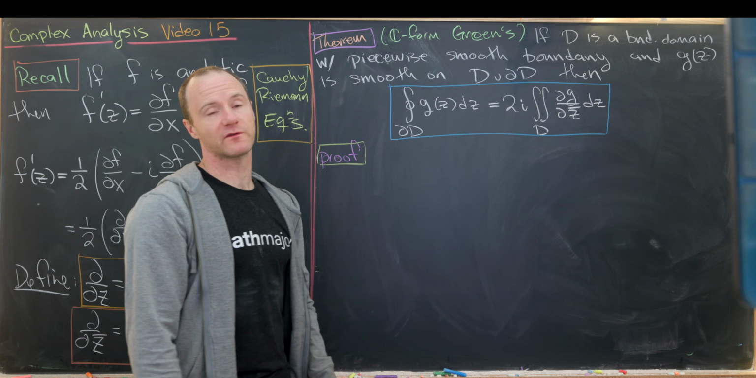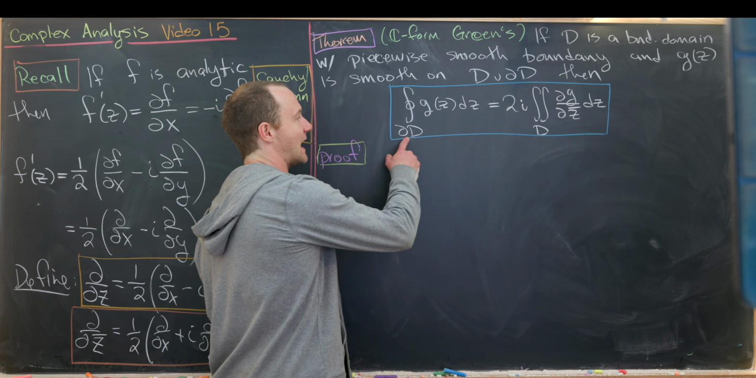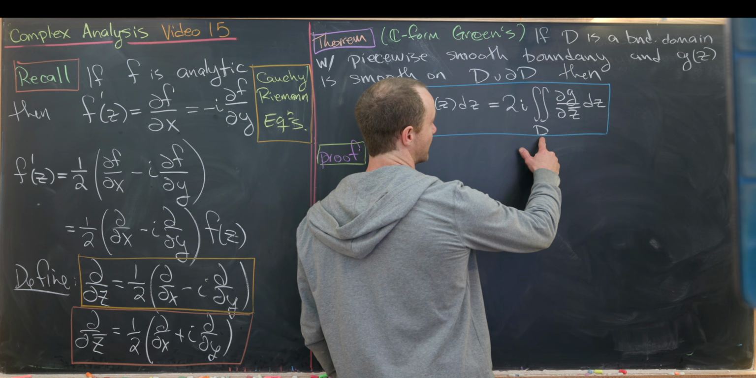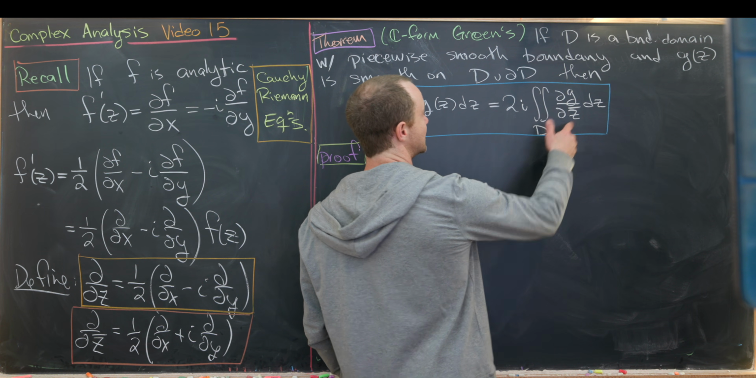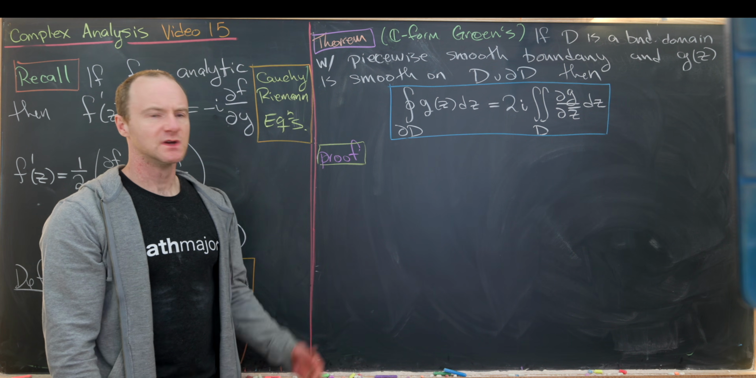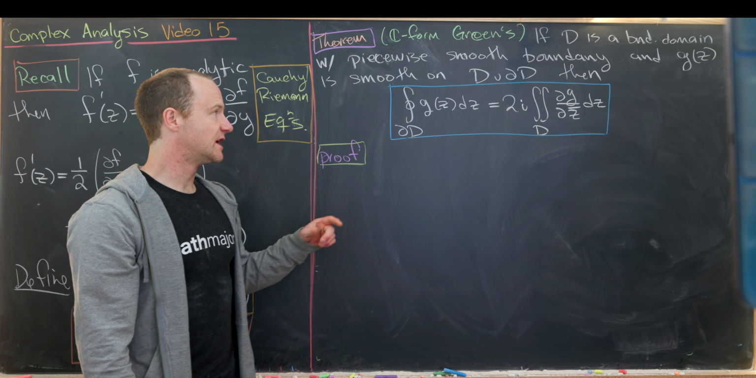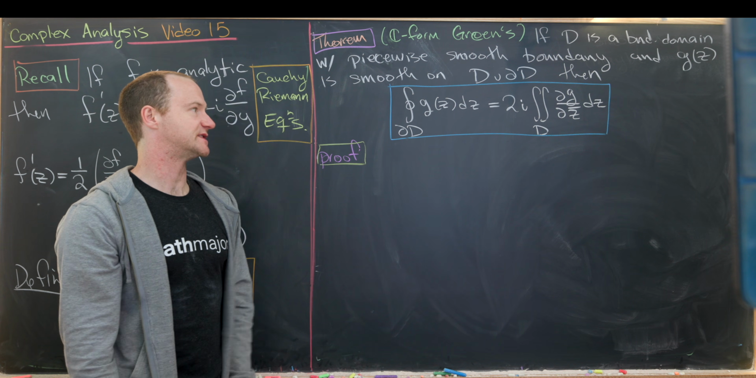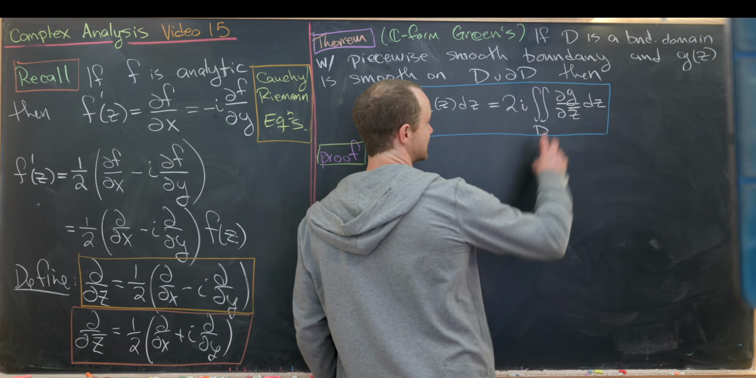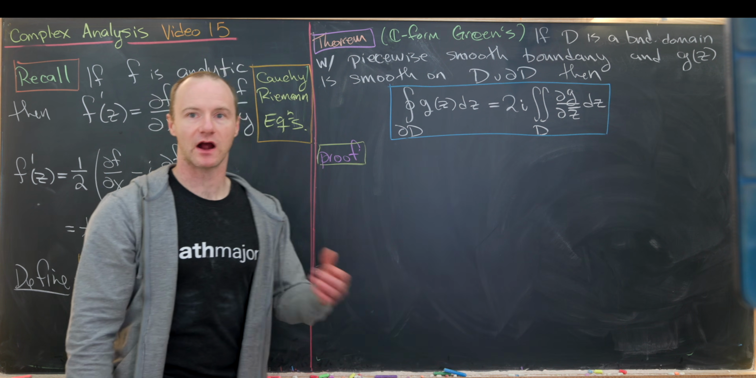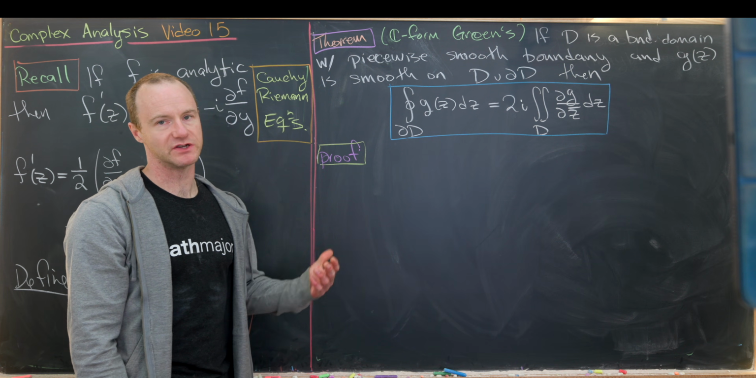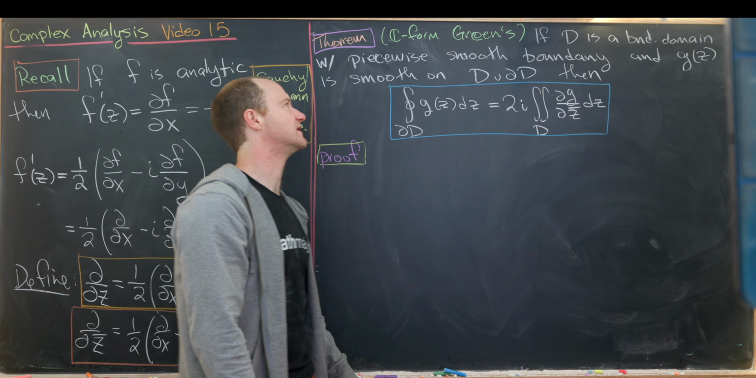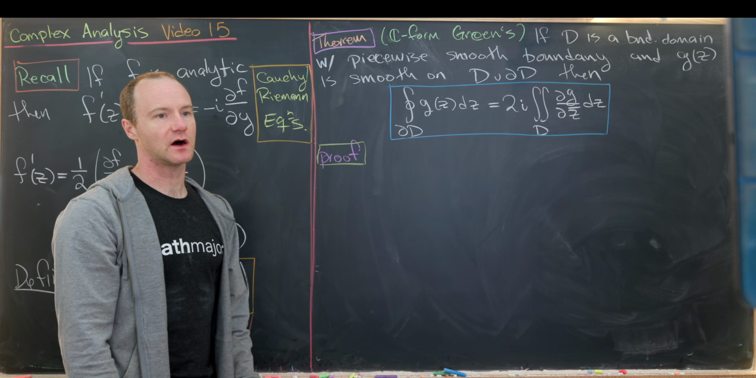Then this complex form of Green's theorem says the integral over the boundary of g of z dz is 2i times the double integral over the region of the partial of g with respect to z bar. So let's just do a gut check here and notice that if g is analytic, the left-hand side is 0 by Cauchy's theorem, and then the right-hand side is 0 because this function in here is 0 by our new complex version of the Cauchy-Riemann equations. So if g is analytic, this is not super interesting. So we're really most interested in the case when g is smooth and non-analytic.